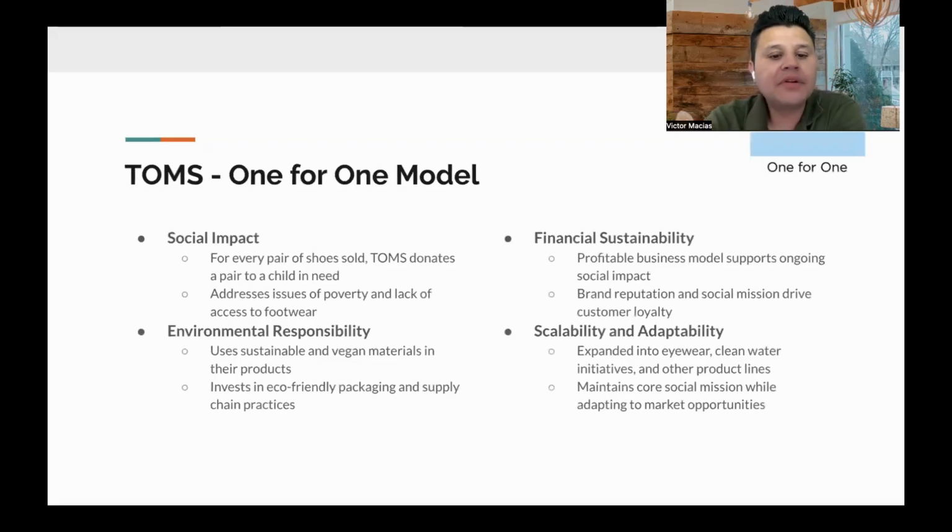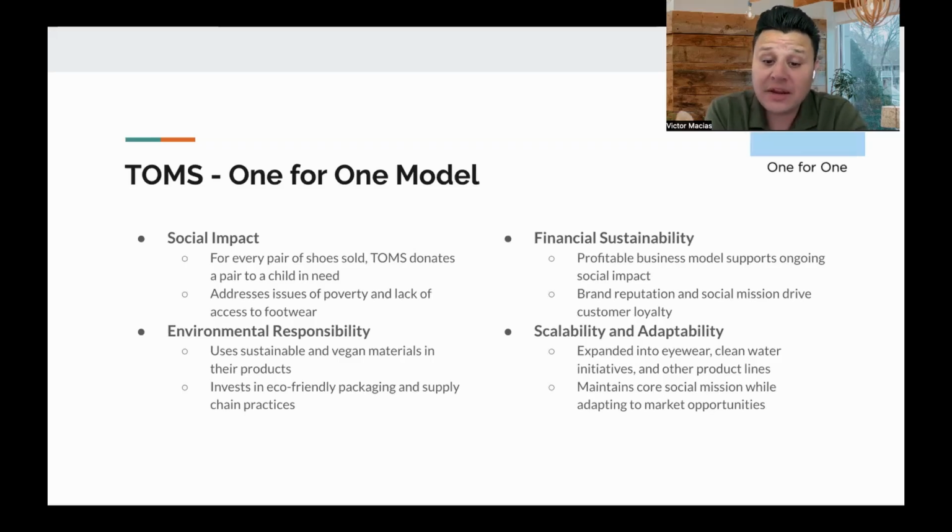So what is Tom's sustainable business model? Well, it really breaks down into 4 key things. On the social impact side, anytime somebody buys a pair of shoes, Toms will donate some to a child in need. For environmental responsibility, the material used to make the shoes is sustainable, they're vegan, and they invest in eco-friendly packaging.